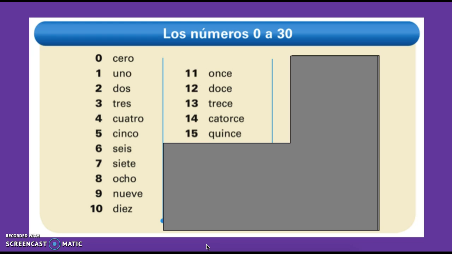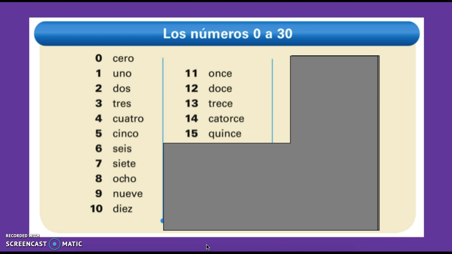Okay, starting off with the numbers. Numbers 0 to 15 are just numbers that you have to memorize. There's not really a special pattern that they follow. I'm going to go ahead and say each of the numbers, and you can feel free to repeat after me for pronunciation practice. 0, 1, 2, 3, 4, 5, 6, 7, 8, 9, 10, 11, 12, 13, 14, 15.